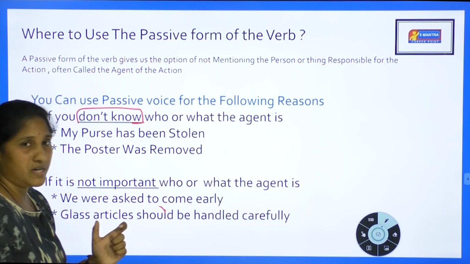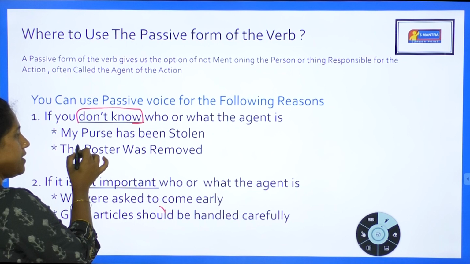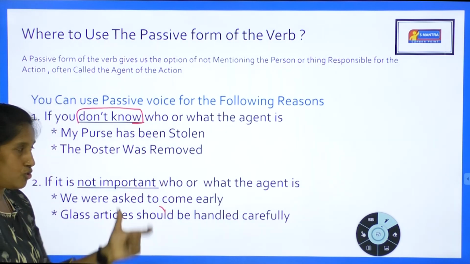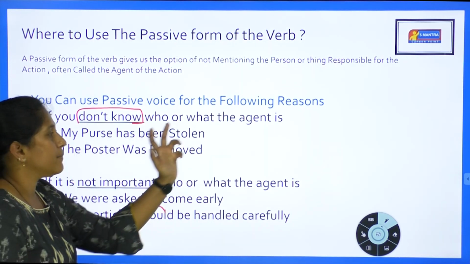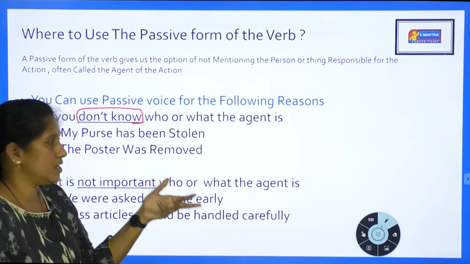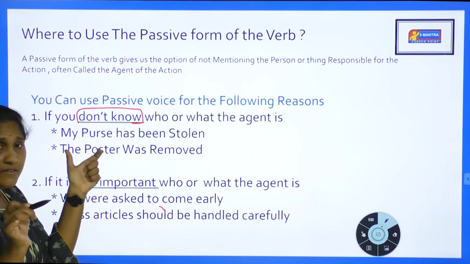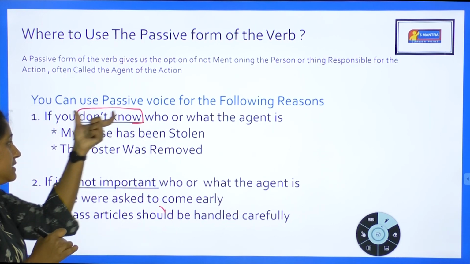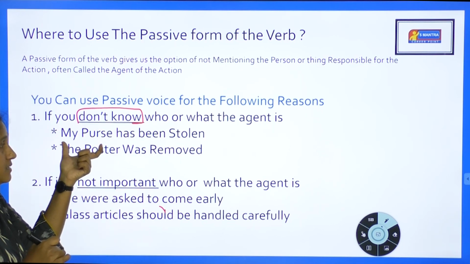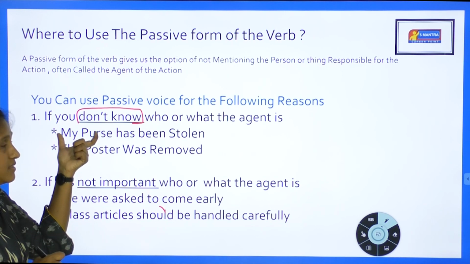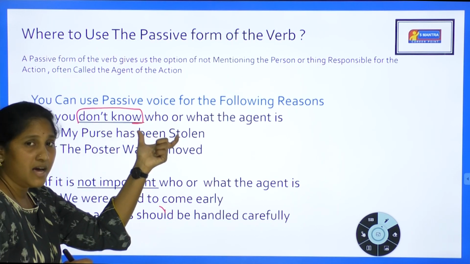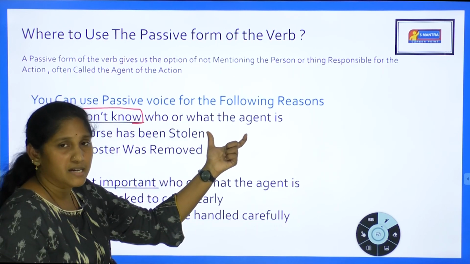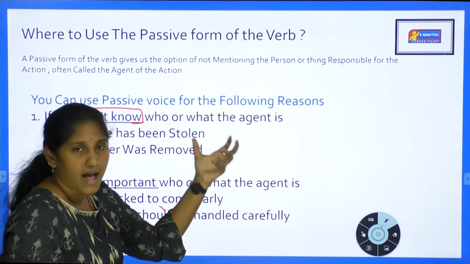What are the situations? For example, my purse has been stolen. In the sentence, my purse has been stolen, is there any information about the doer? No. But the main focus is on the action, has been stolen, and the receiver, my purse. So in a passive sentence, the main focus is on the action and the receiver of the action. There is no information about the doer of the action.